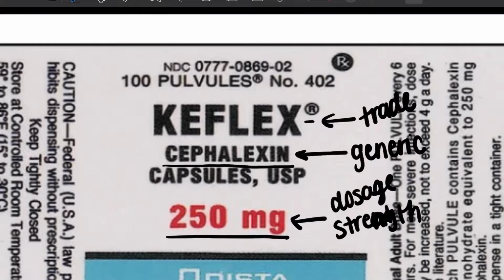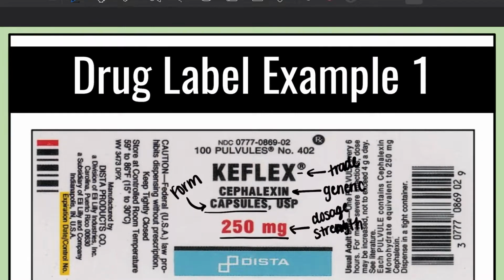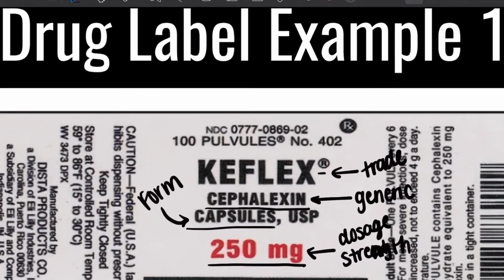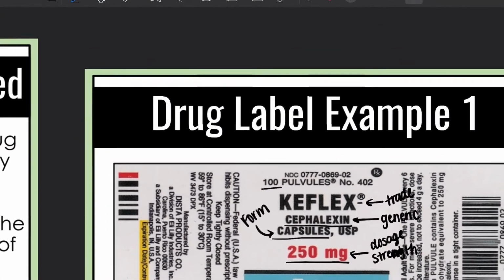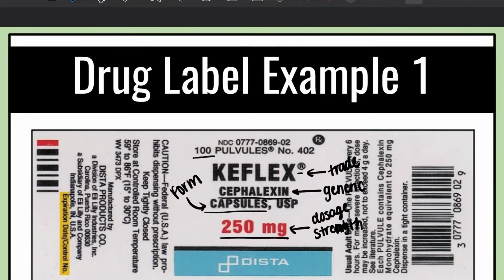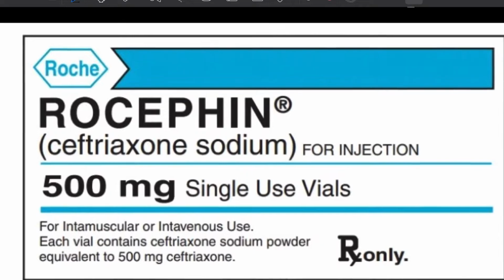Now, our form, what form does this come in? Capsules right here. And lastly, our amount. 100. So there we go. We broke down that label pretty easily. Looking at our next example.